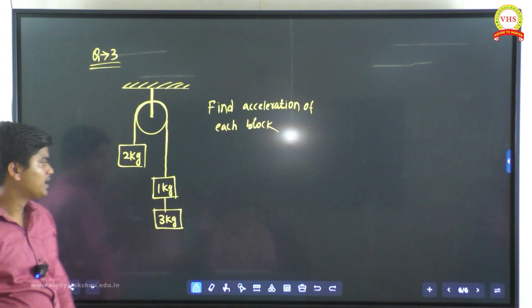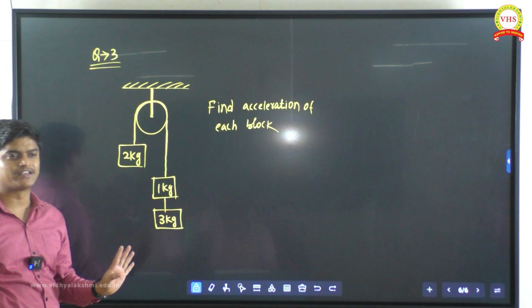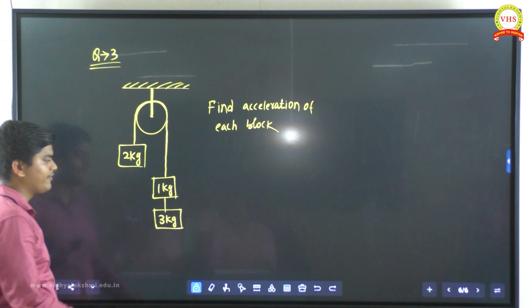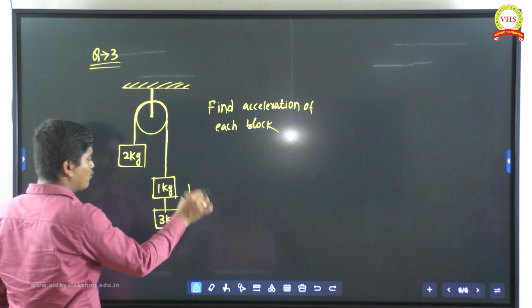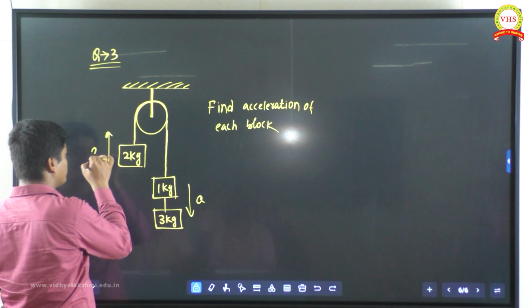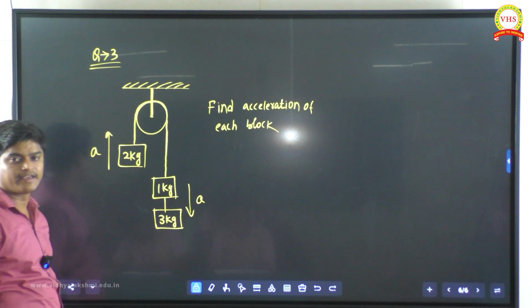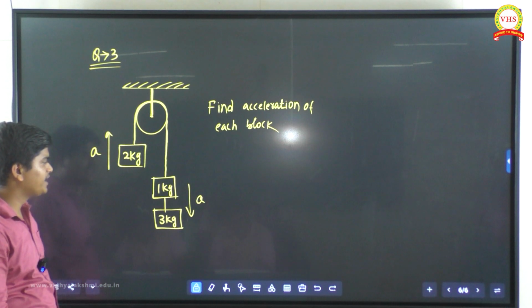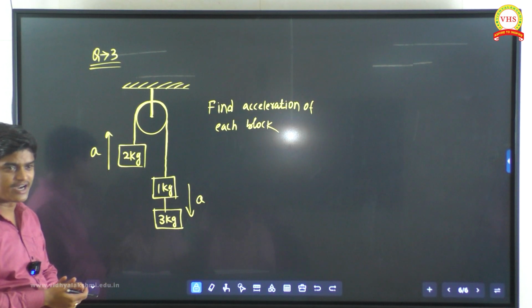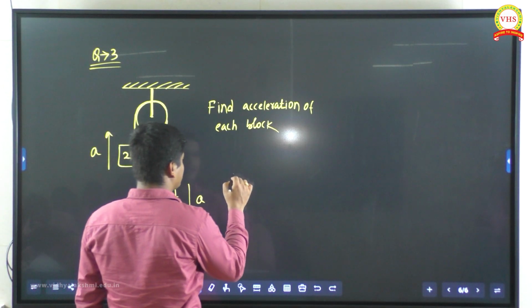No need to worry. Now tell which is the heavier mass and which is the lower mass. Which side? The right side is heavy. So the right side will go downward with A, and this one will go upward with A. Now see, they asked just for acceleration, right? So what do you do? Answer, right.